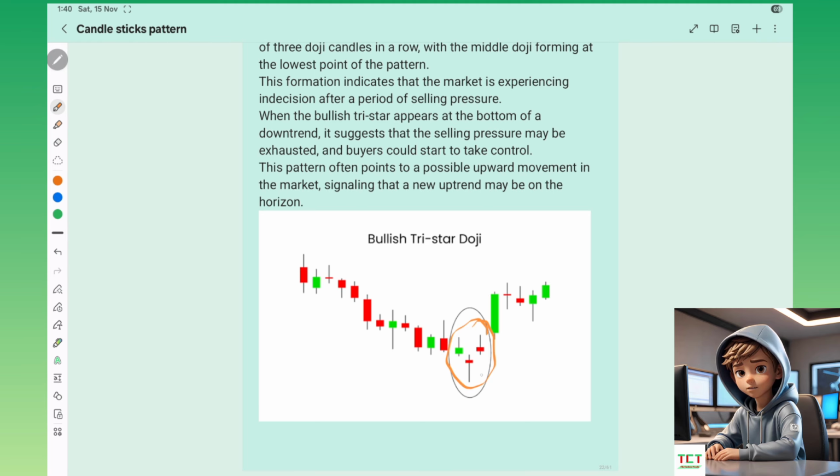All 3 candles are dojis. The first doji appears in a downtrend. Then the second doji forms at the lowest point. It's like the bottom of the pattern. And then the third doji forms slightly higher.